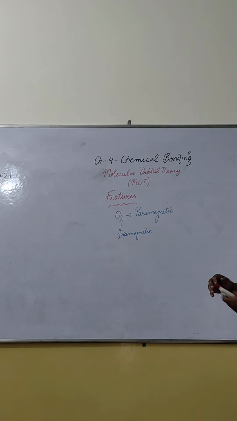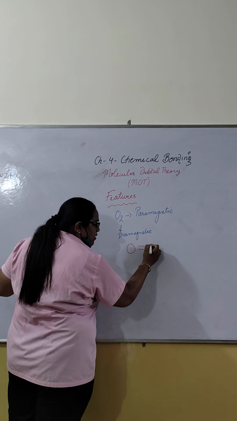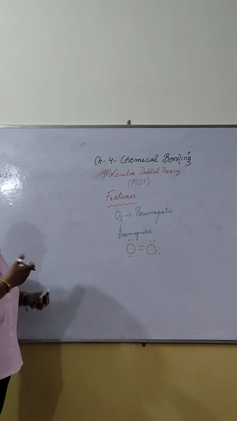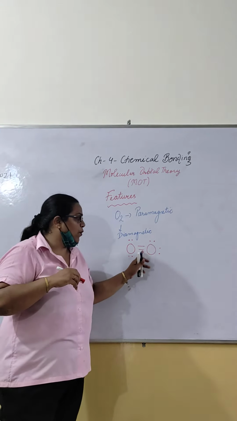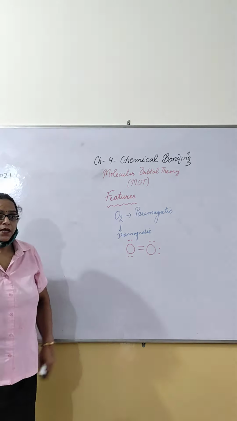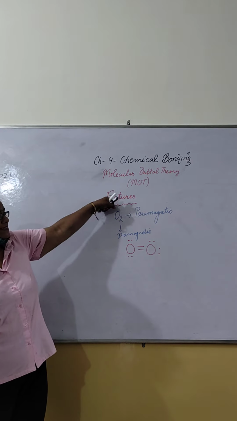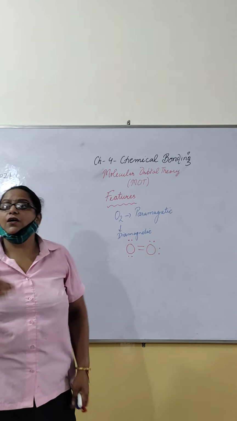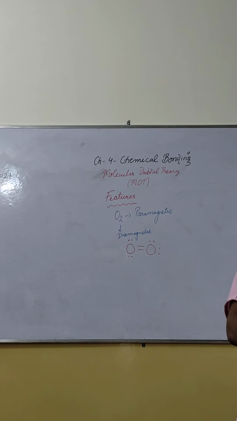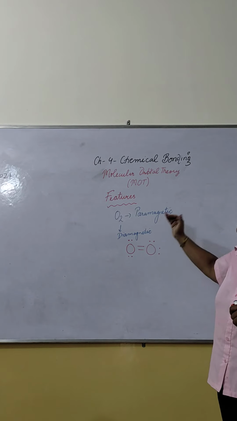According to VBT or Lewis dot structure, the structure of the oxygen molecule is this. You remember? It contains 2 bond pairs and 4 lone pairs, but they are in pairing. So it is diamagnetic, but the major contribution of MOT is that it told us that the oxygen molecule is paramagnetic in nature. How it is paramagnetic, I will tell you later. So this is one of the drawbacks.